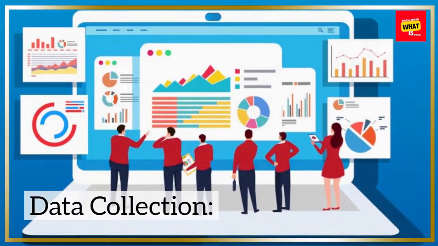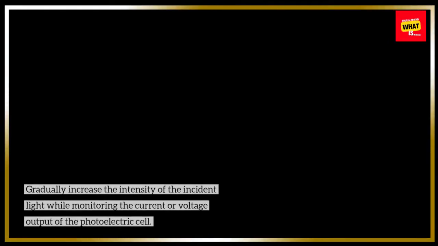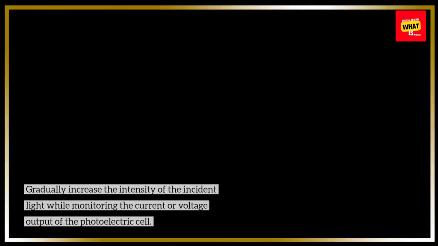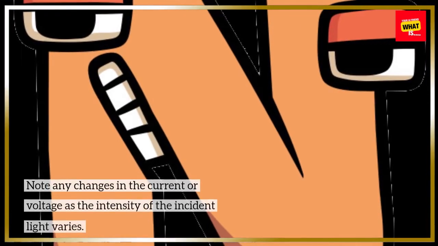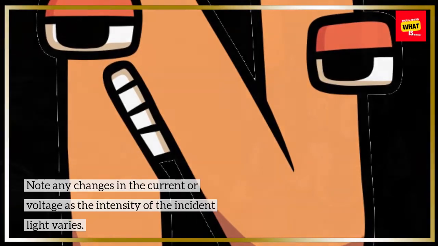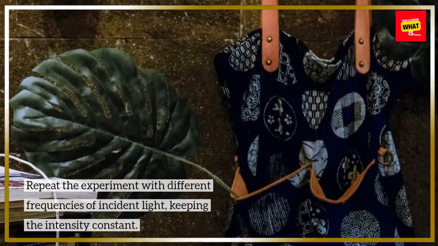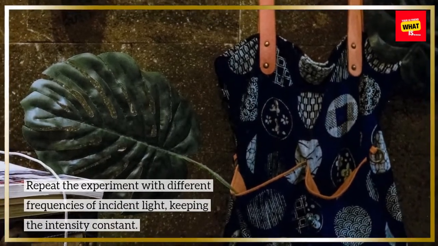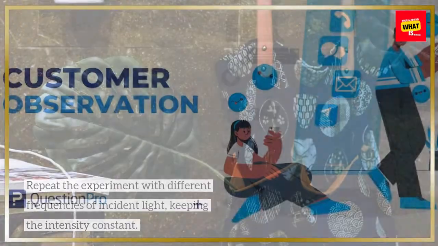Data collection. Gradually increase the intensity of the incident light while monitoring the current or voltage output of the photoelectric cell. Note any changes in the current or voltage as the intensity of the incident light varies. Repeat the experiment with different frequencies of incident light, keeping the intensity constant.